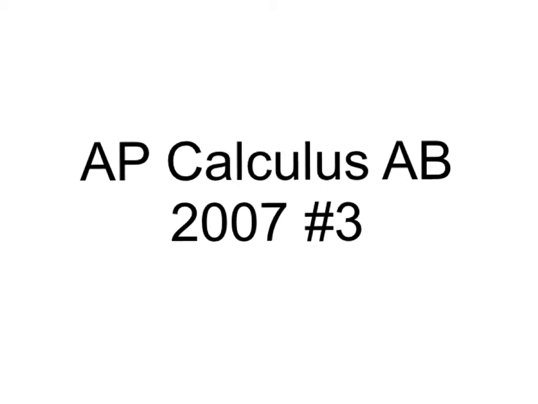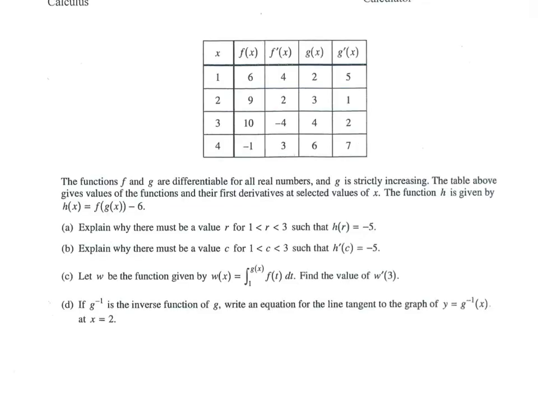This is number 3 from the 2007 exam. Okay, so we have this table of values with two different functions, f of x and g of x, and their derivatives. We're told that our functions are differentiable for all real numbers. G is strictly increasing, so I'm going to make a note that g prime must be positive. And then the table gives values of the functions and of their first derivatives at selected values of x. And then we've got this definition for h of x.